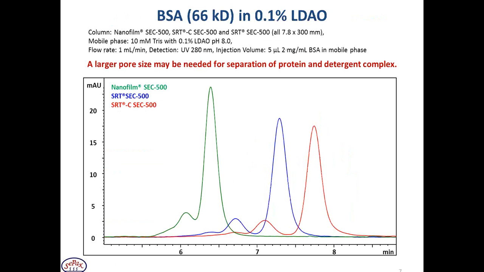MsbA in complex with a detergent such as LDAO has a much larger hydrodynamic volume, which is why the elution time is much earlier, about 8 minutes on the SRT C SEC 500 as compared to 10 minutes on the same column which we saw on the previous slide, just without any detergent present. Size exclusion pore sizes sometimes need to be increased to consider the protein detergent complex. For this separation, the larger 500 angstrom pore size was chosen. And here we see that both SRT C and SRT give similar well-resolved peak profiles.